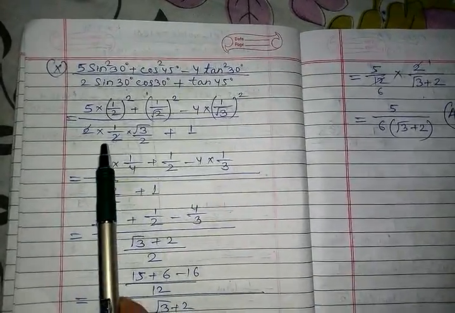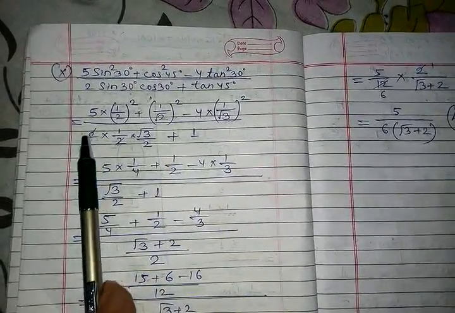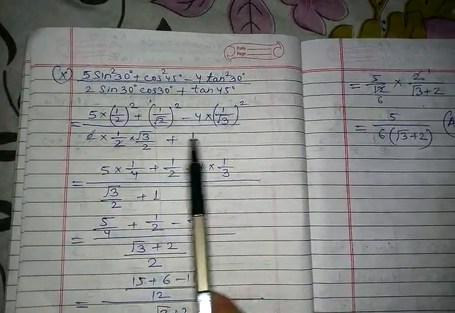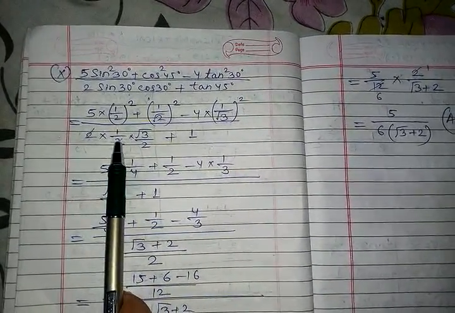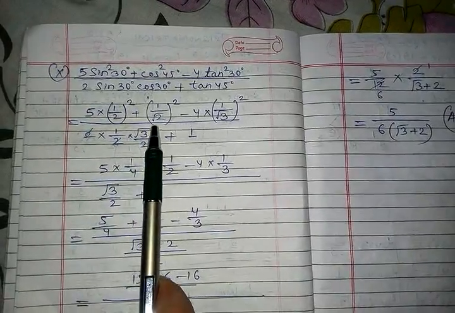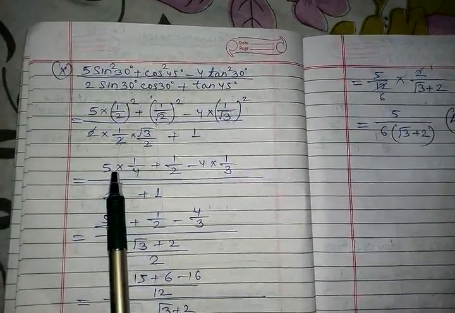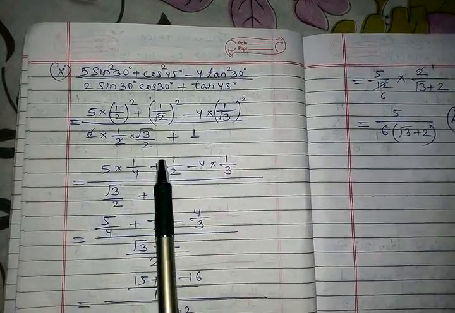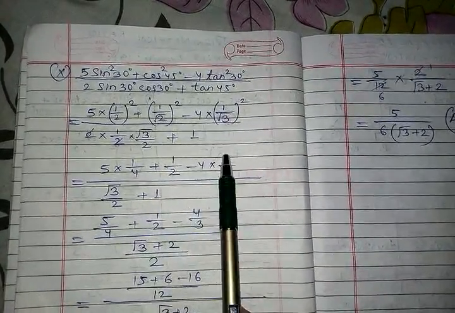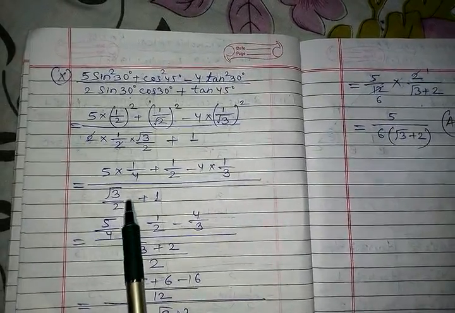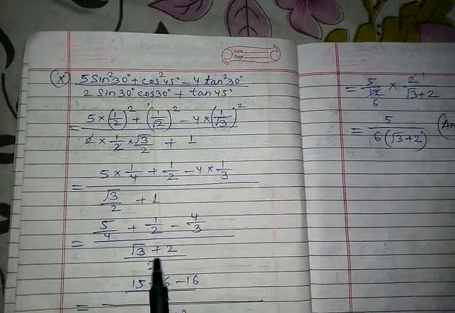3. Here they are all in multiplication. These three ratios are in multiplication and plus 1 is separate. So here these 2 and these 2 we can cancel. And finally root 3 by 2 remains and plus 1 comes here. Now 5 ones are 5 by 4 plus 1 by 2, 4 ones are 4 by 3, the whole divided by the same number, but here I did the LCM.